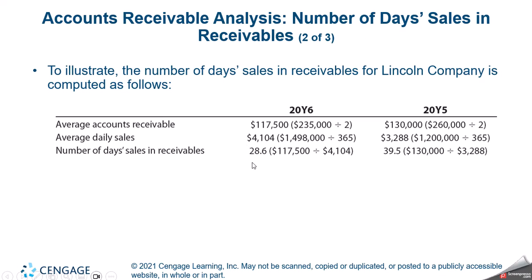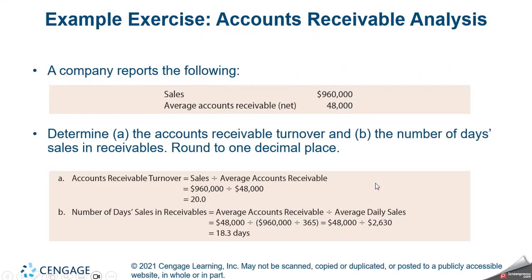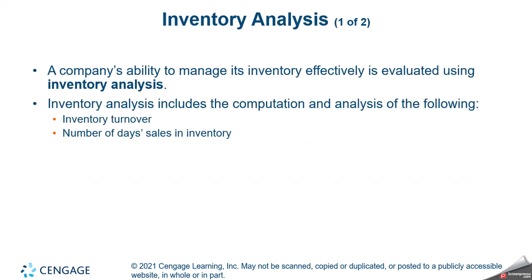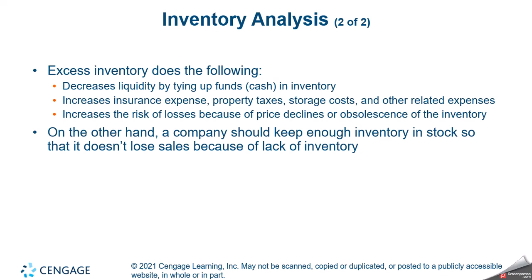So then that makes it a little bit more meaningful to say, okay, it's taking me 28 days to collect on my accounts receivable. It's taking me 39 days. So obviously this company's having some more issues than the other company. So I think when you put it in days, it makes it a little bit more meaningful. And again, you can look through those examples. Then we do basically the same thing in inventory.